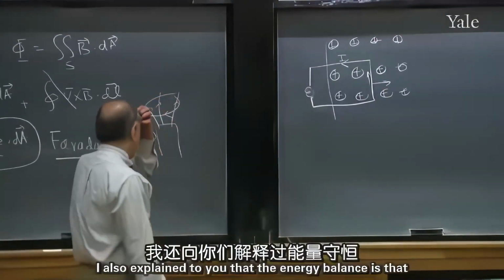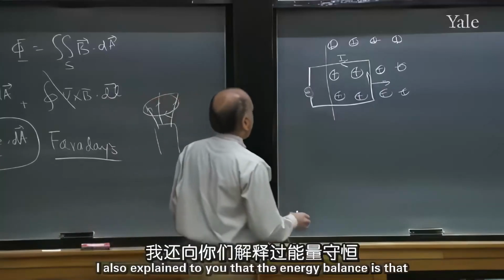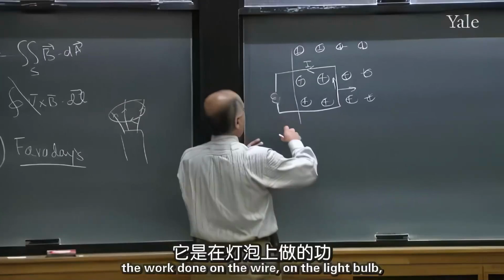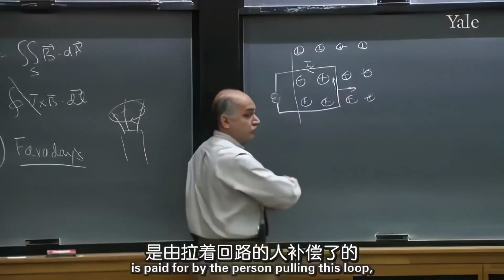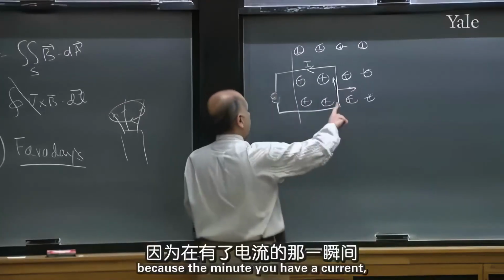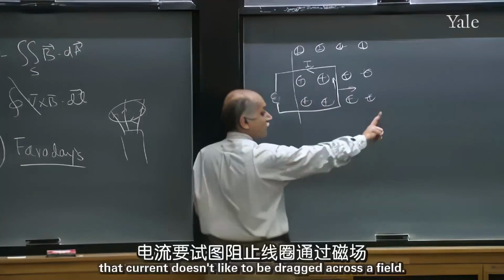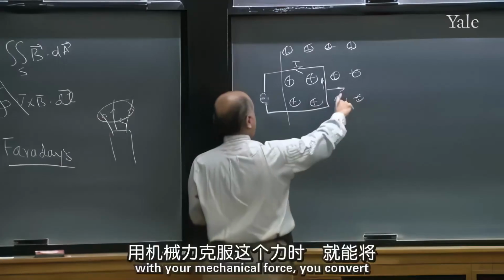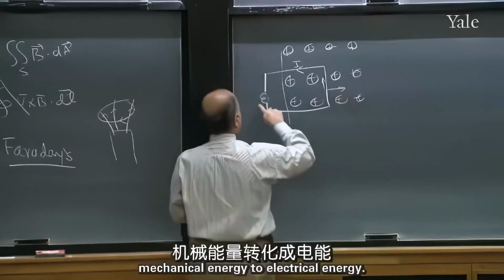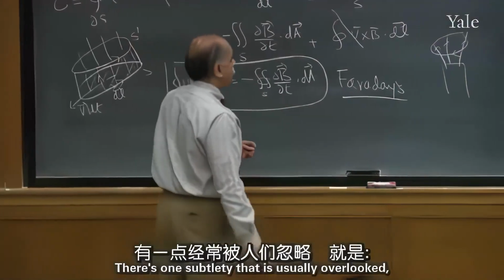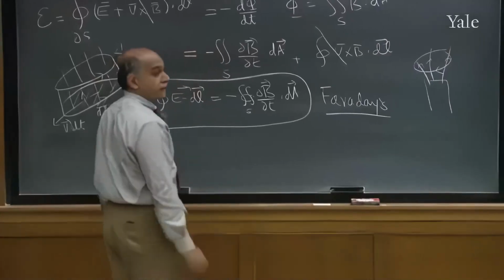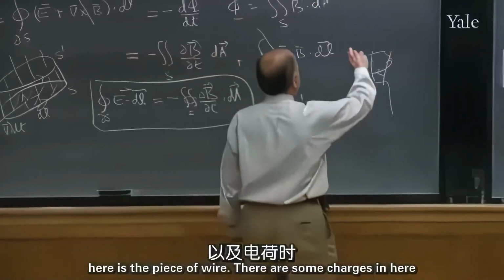I also explained to you that the energy balance is that the work done on the light bulb is paid for by the person pulling this loop. Because the minute you have a current, that current doesn't like to be dragged across the field. There is some BLI force. And when you overcome the force with your mechanical force, you convert mechanical energy to electrical energy. There's one subtlety that is usually overlooked, which is the following. If you go to this wire, here is the piece of wire.